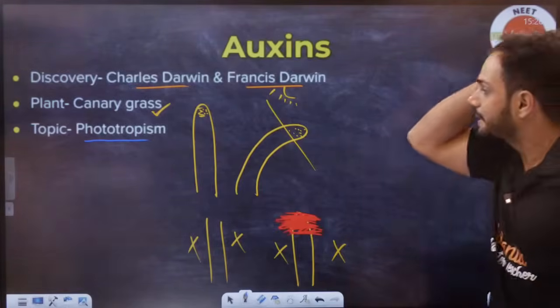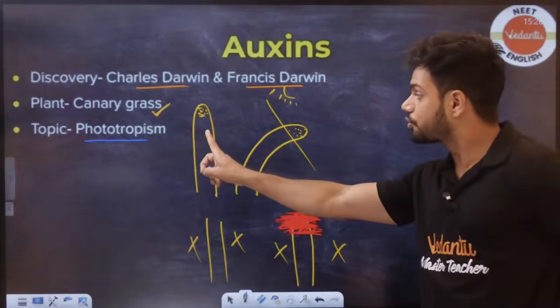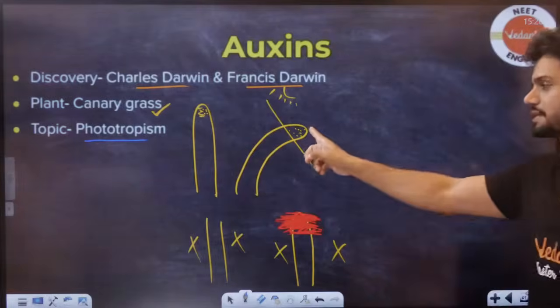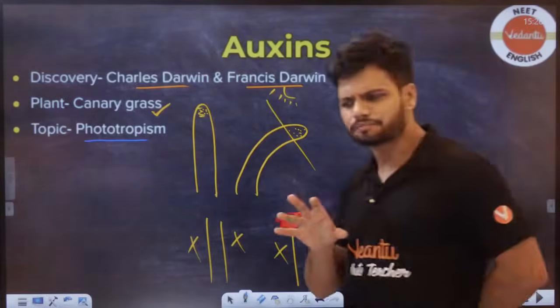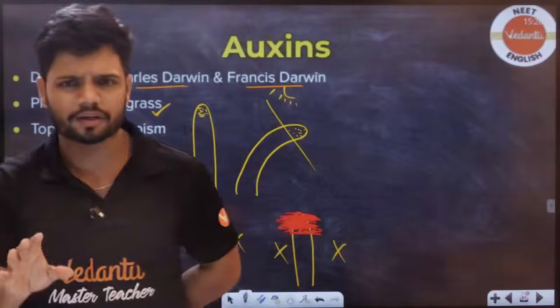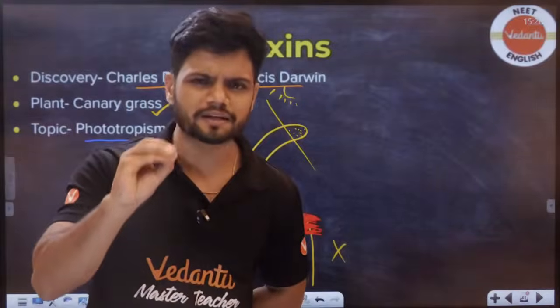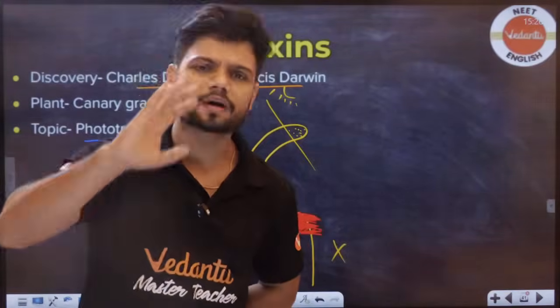So this canary grass will grow towards the sunlight. Charles Darwin and Francis Darwin understood that there is something inside its tip which is helping it to grow towards the light.